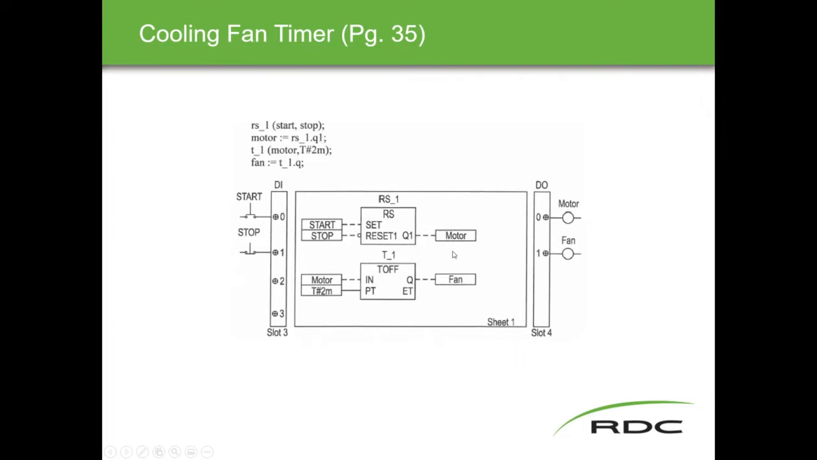Our variable here is motor. Our requirement here is that motor will come on if RSQ1 is true. If this becomes true, motor comes on.